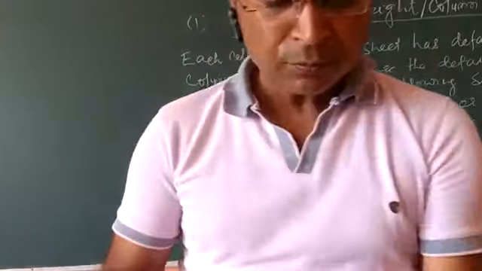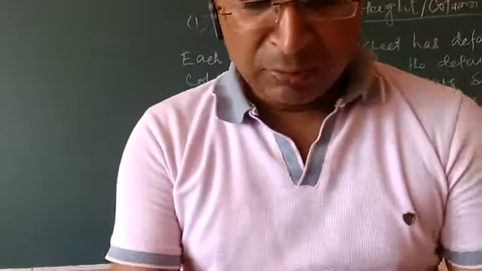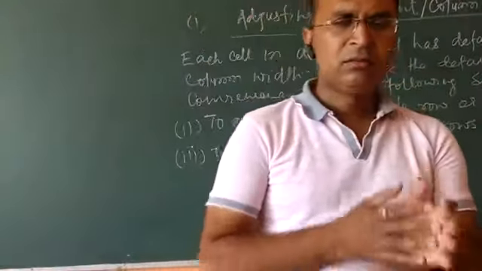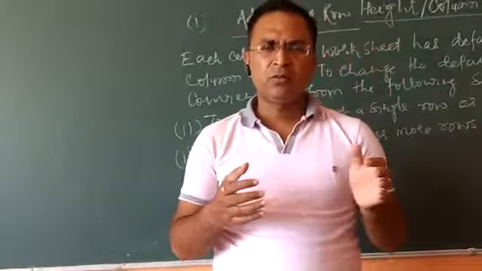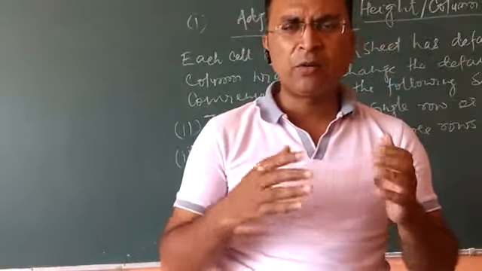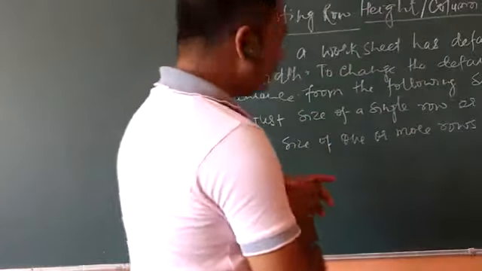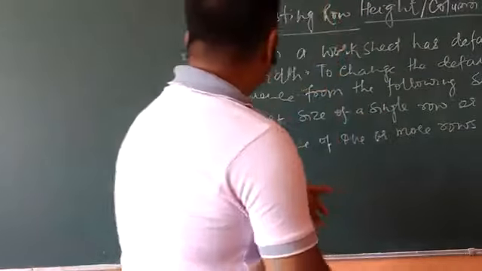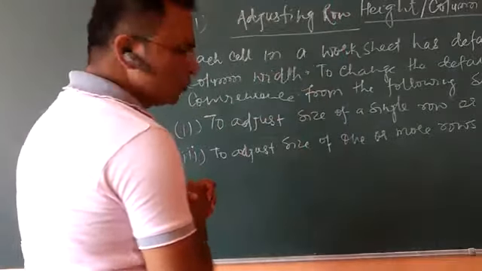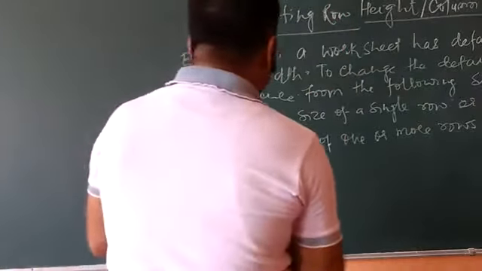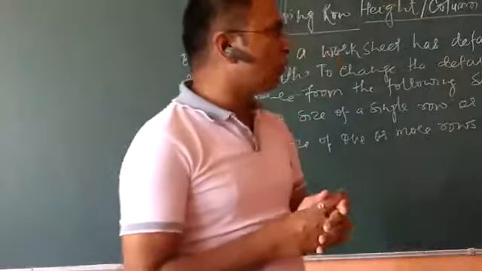Or place the cursor on the boundary of the row, and by dragging that we can increase or decrease the value of the single row or column. And now next we have how to adjust the size of one or more rows or columns.